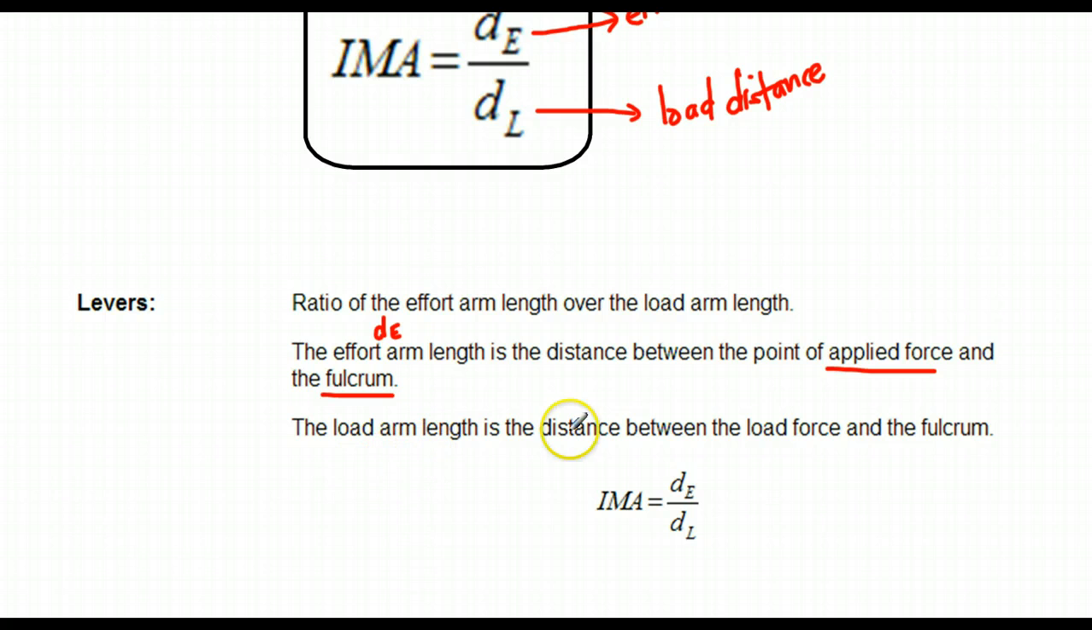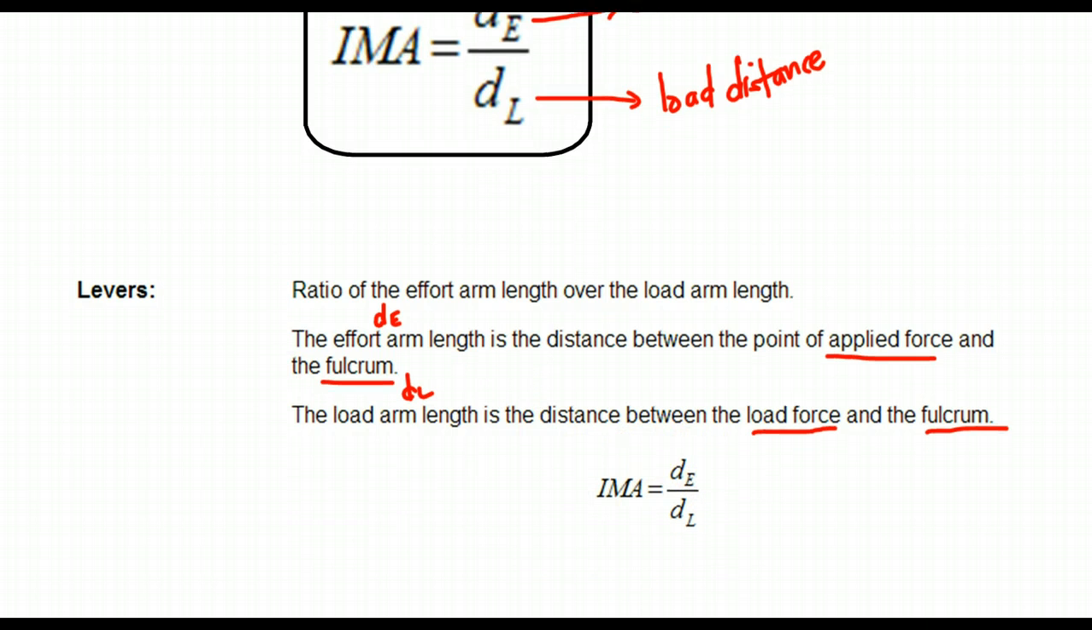And the load arm is the distance between the load force and the fulcrum. So load force and fulcrum, and we're talking about our load distance. And so it's always effort divided by load. Okay, because depending on the type of machine we're going to be looking at, that's going to change what it is that we're finding here. So for a lever, it's the effort arm length, or distance they use for this D, divided by the load arm length, and that tells us what our ideal mechanical advantage is for this lever.